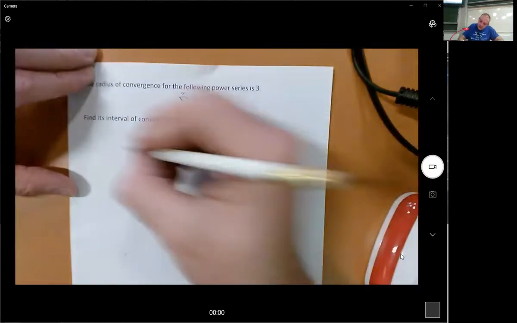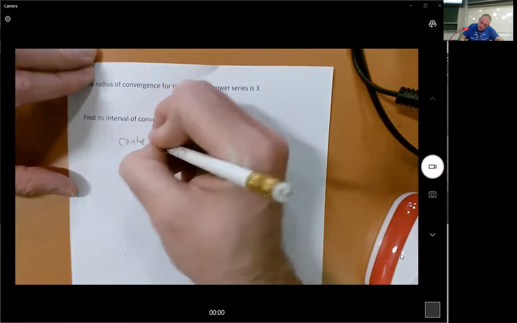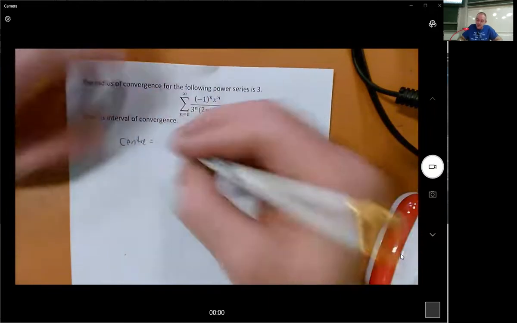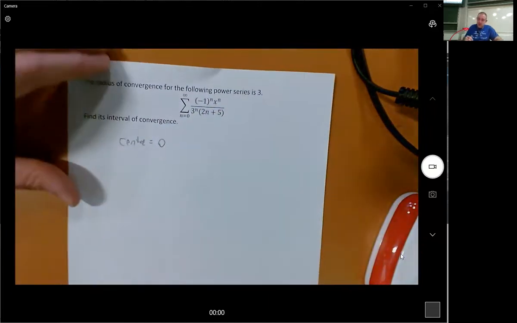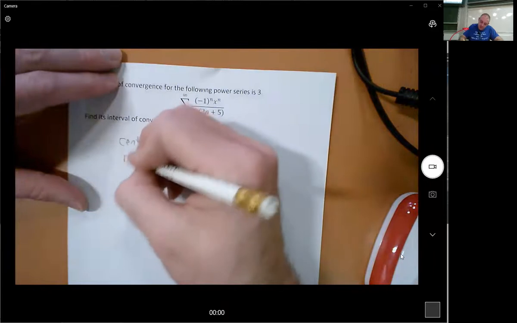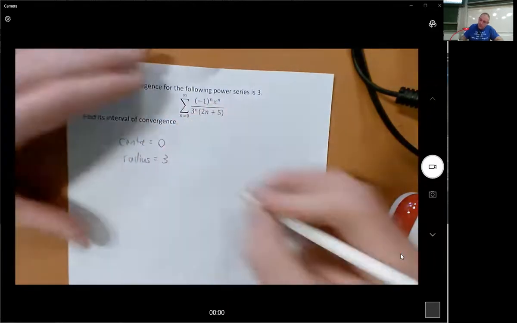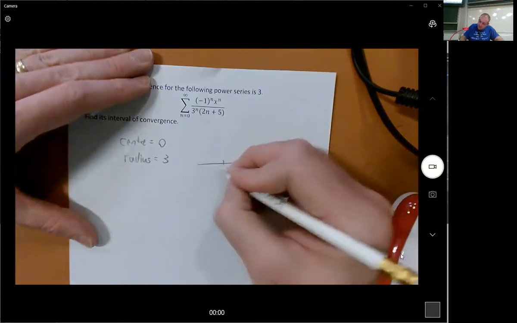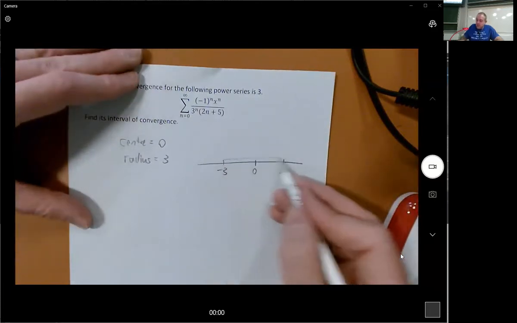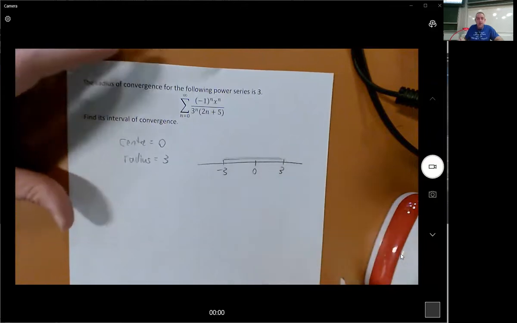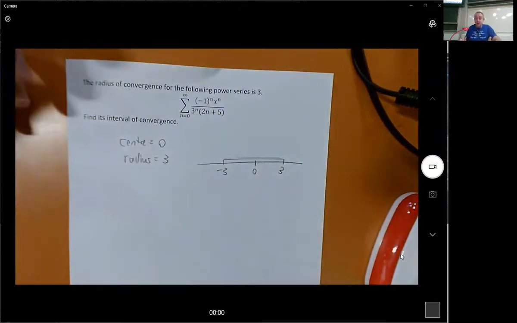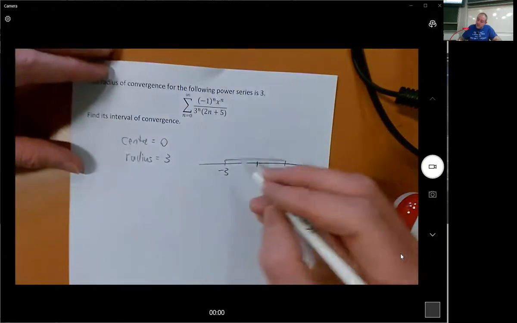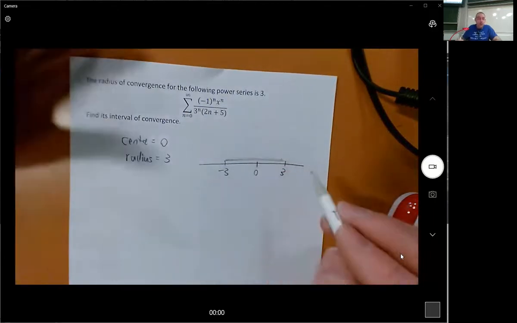Okay, well, let's have a look. The center, because it's just x and it's not x minus 3 or x plus 4 or something, is 0. And the radius is 3, which means it must go from 0 up 3, which is 3, and down 3, which is minus 3. So the interval contains everything from minus 3 to plus 3, because that's how intervals of convergence work. It's a radius that goes from a center. So the question is whether it converges at these endpoints or not.